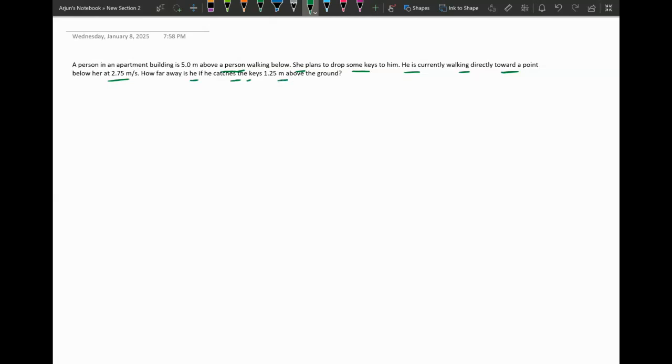All right. First of all, I want to tell you this is from the Pearson book, the book which you guys are using, the Pearson grade 11 and grade 12 book. The person in an apartment building is 5 meters above the person walking below. So this person on top here is 5 meters above the person below. The distance between these two people is 5 meters. This distance given to me is 5 meters.